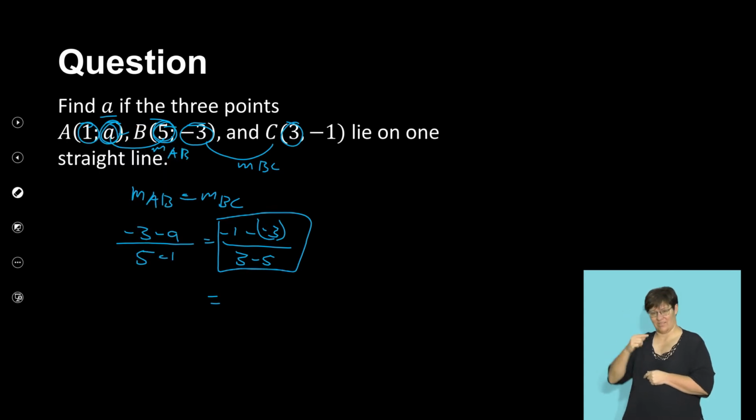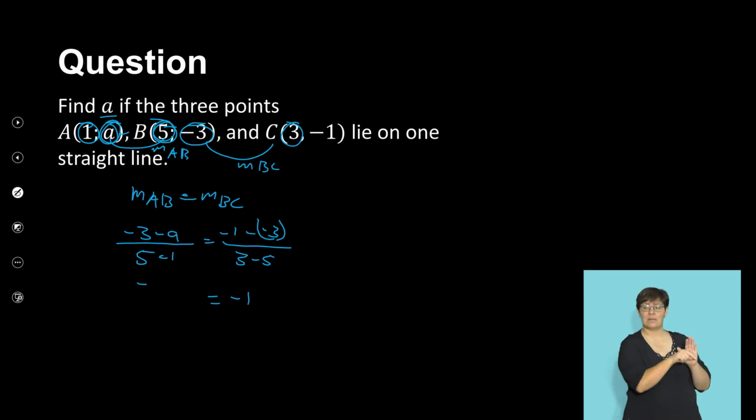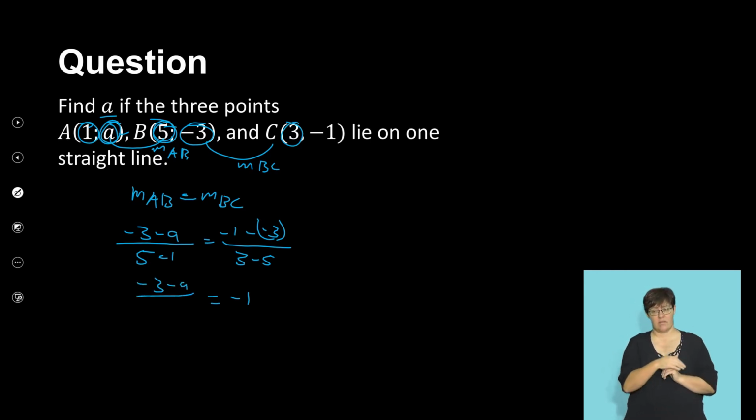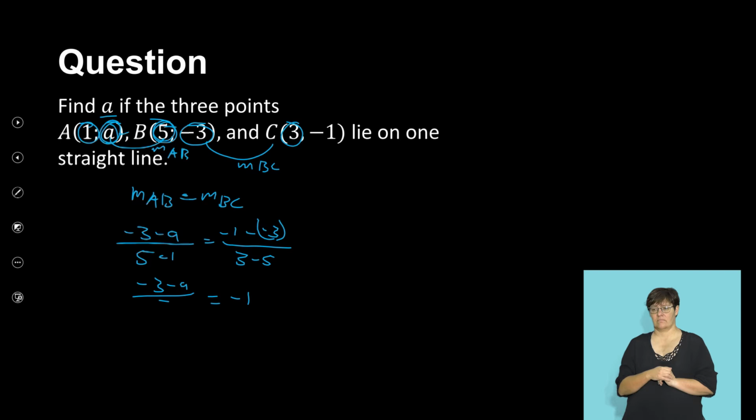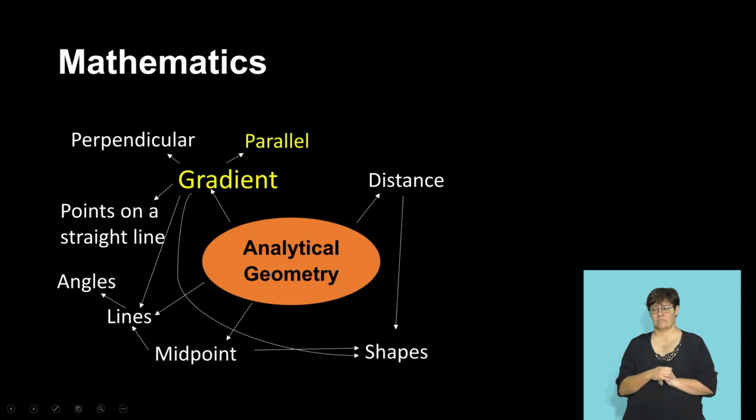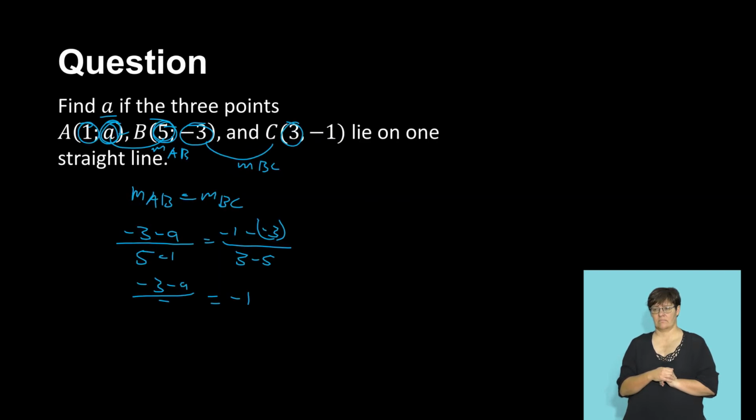That answer there is equal to minus 1. And on this side, I've got minus 3 minus A over 5 minus 1, which I know is equal to 4. Oh, sorry. I don't know what's happening with my eraser here. So let's just go back to that slide. Cool. Let's choose the eraser. All right, so we had 5 minus 1, which is equal to 4.